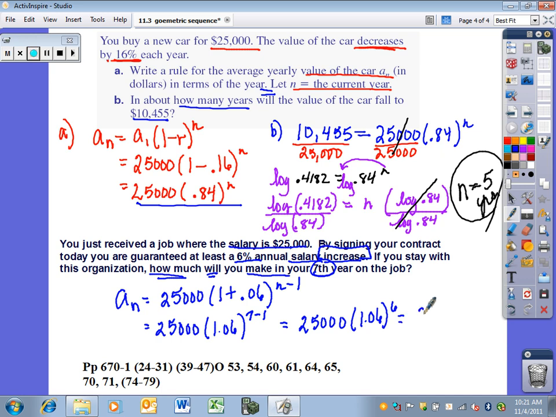And I get $35,462.98. So after my 7th year on the job, I should make about $35,462.98. Now would be some time for you to practice on your work.